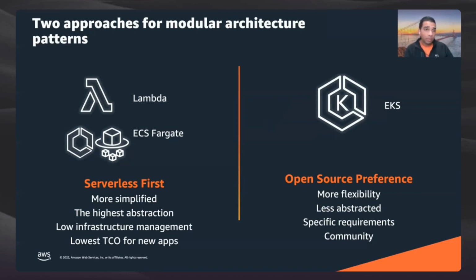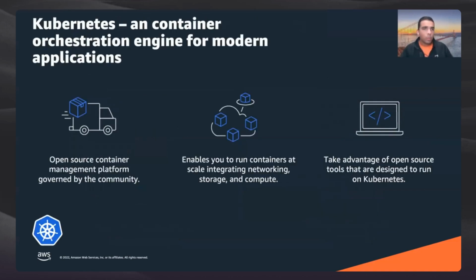We highly recommend that you leverage EKS as you embark on a Kubernetes journey because it takes away the undifferentiated heavy lifting of managing an open source project like Kubernetes for your production workloads. Whereas for customers who want to optimize for speed of delivery, we highly recommend they start with the serverless first approach and then move on to something like ECS Fargate and Lambda and leverage those services as they embark on their modernization journey. In this talk, we're going to focus on Kubernetes and building applications on top of Kubernetes.